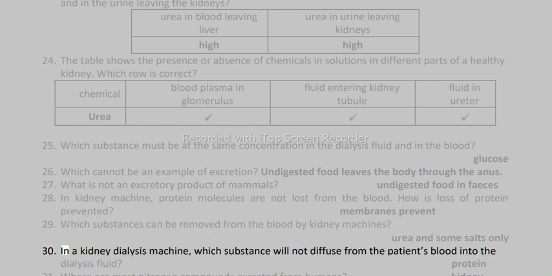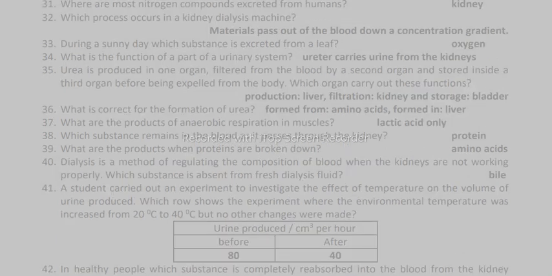30. In a kidney dialysis machine, which substance will not diffuse from the patient's blood into the dialysis fluid? Protein. 31. Where are most nitrogen compounds excreted from humans? Kidney. 32. Which process occurs in a kidney dialysis machine? Materials pass out of the blood down a concentration gradient. 33. During a sunny day, which substance is excreted from a leaf? Oxygen. 34. What is the function of a part of a urinary system? Ureter carries urine from the kidneys.